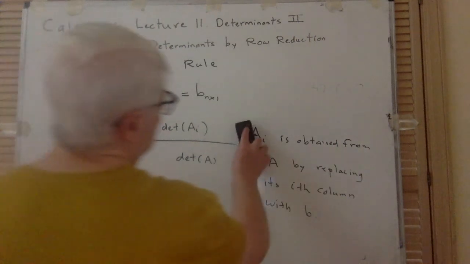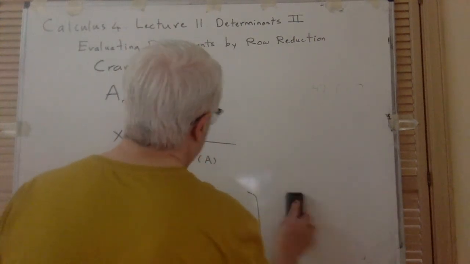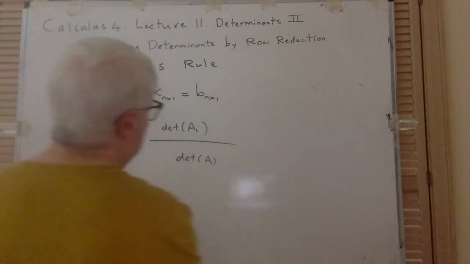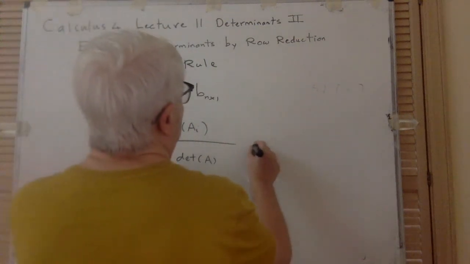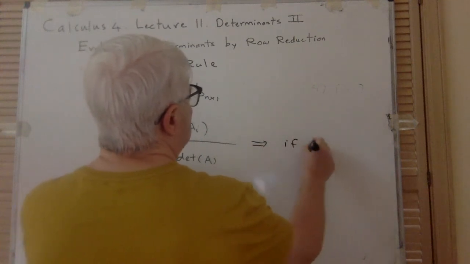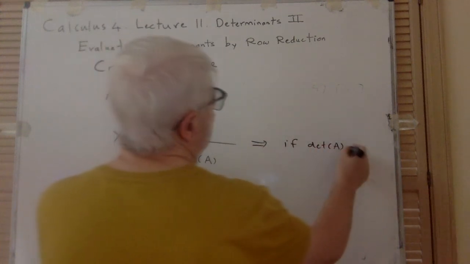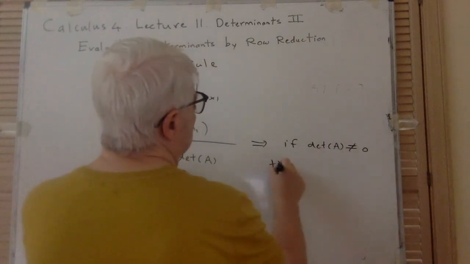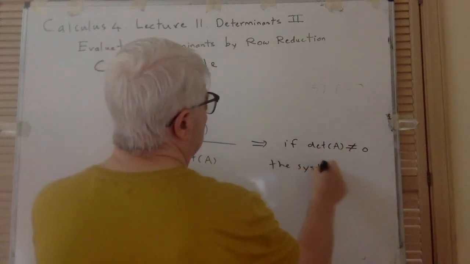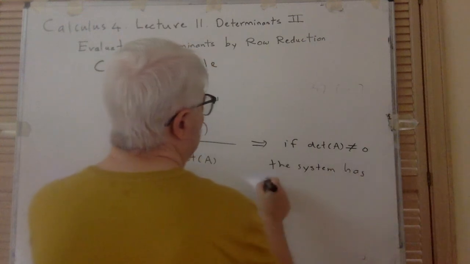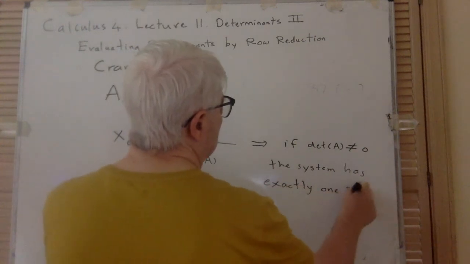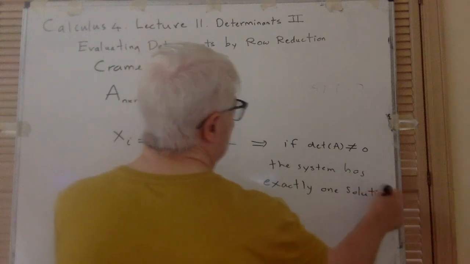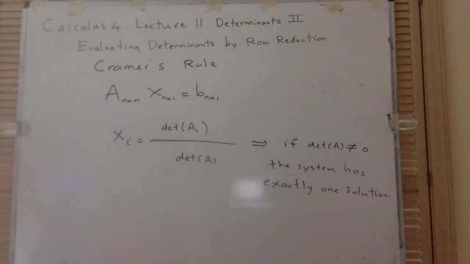Okay, so one conclusion is that if the determinant of A is not 0, the system has exactly one solution. And remember, this is an n by n system. N equations with n unknowns.